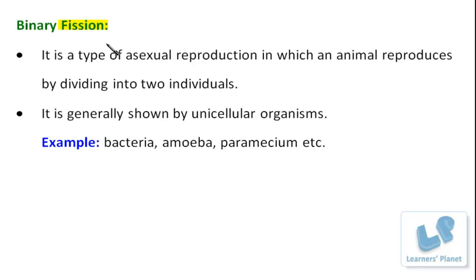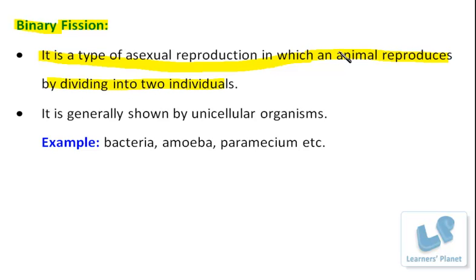In this case, as I said, if I consider the number of cells produced as a result of fission, then it can be divided into two types: binary fission and multiple fission. So binary, I hope you understand what we mean by this word binary. Binary means two. So binary fission is defined as a type of asexual reproduction in which an animal or an organism reproduces by dividing into two individuals.